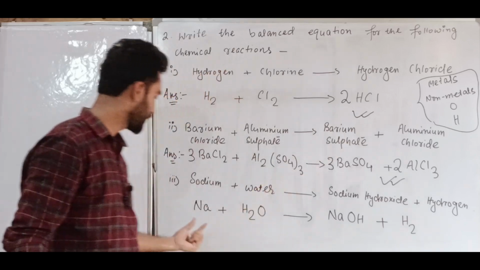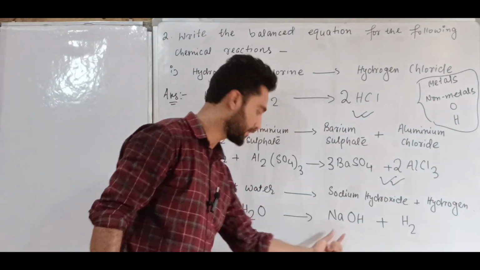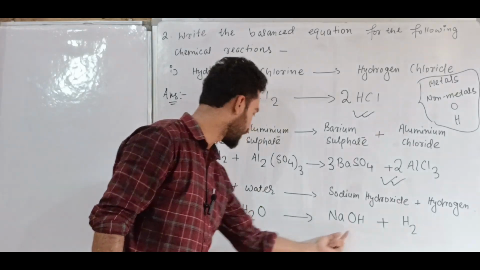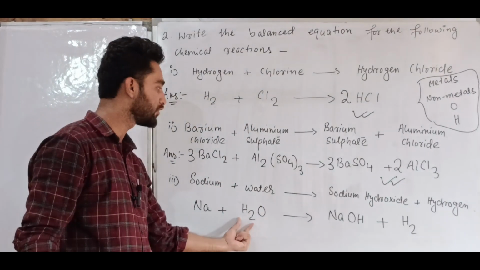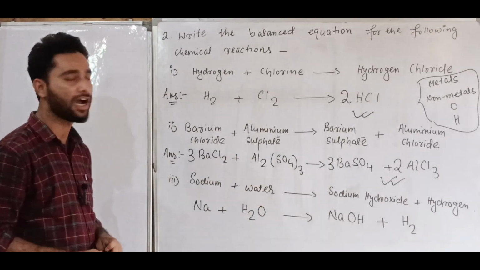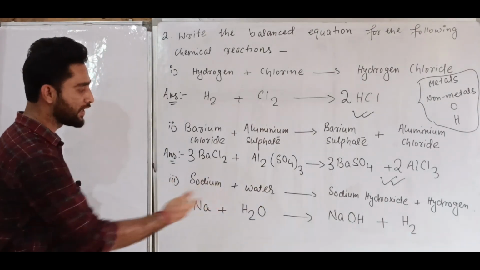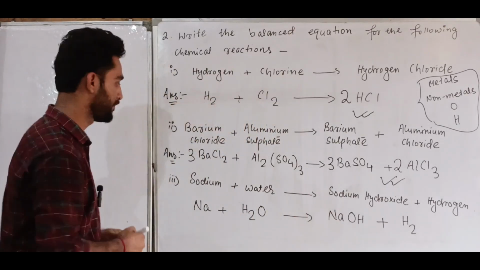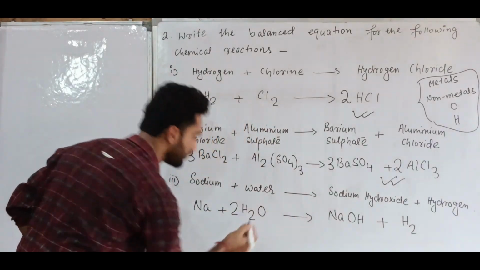First metal, sodium 1, sodium 1. Now oxygen, oxygen 1, oxygen 1. Here hydrogen how many? Here hydrogen 2, but here hydrogen how many? 3. So hydrogen is in the unbalanced state. So try to balance the hydrogen. This side 2, this side hydrogen how many? 3. So here you put 2.